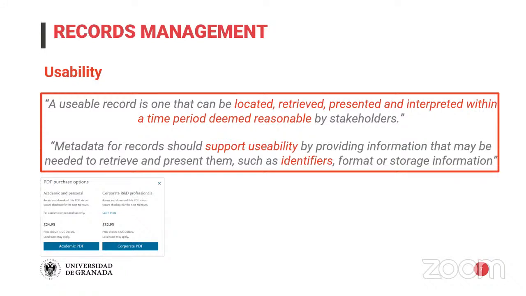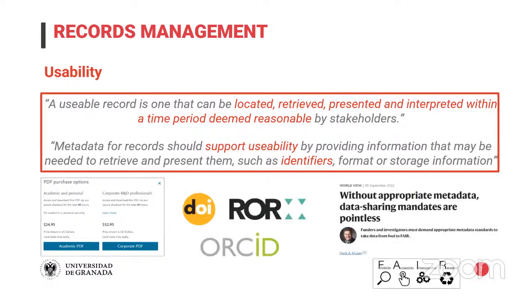The second excerpt says that metadata for records should support usability, and it should use identifiers, and this probably resonates with you a lot. We use identifiers, and the use of identifiers is considered very important in academic metadata. And recently, there have been declarations in favor of improving the metadata of research objects such as data. And also, I would like to say that the FAIR principles.